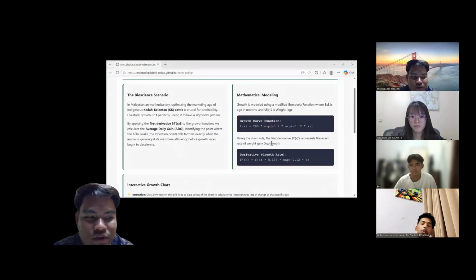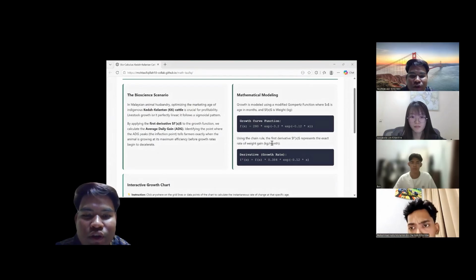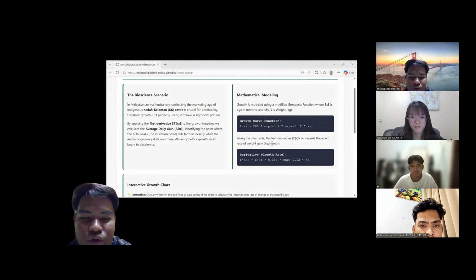In agriculture bioscience, we all face the challenge of managing living systems that don't grow in a straight, vertical line. Today, I want to show you how we can bridge the gap between mathematics and biology using calculus to solve a major real-world challenge in the Malaysian livestock industry. Let's start with the problem itself.